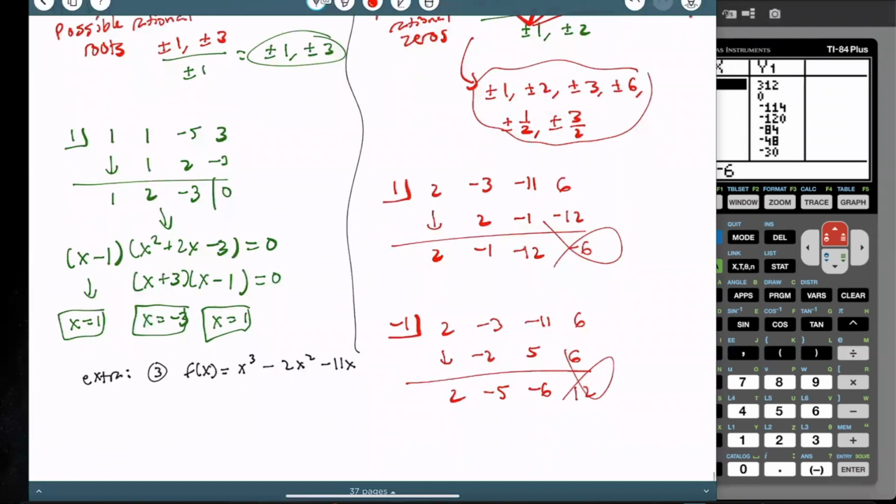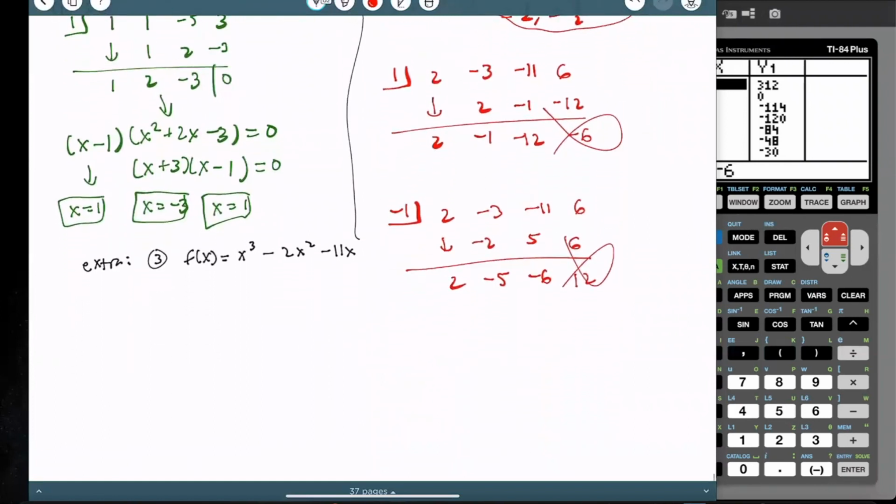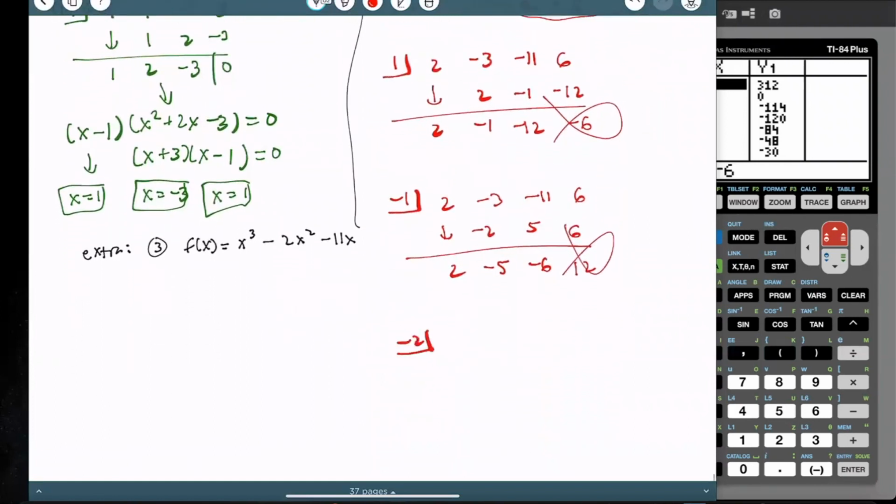You could keep going with 2 and then do -2, but for the sake of time, -2 is one of them. If you try 2, it won't work, so move on to -2. Bring down the 2. -2 times 2 gives me -4, which gives me -7 here. -2 times -7 is +14, which gives me 3 here. -2 times 3 is in fact -6, which does give me the remainder of 0. So you find the first one.